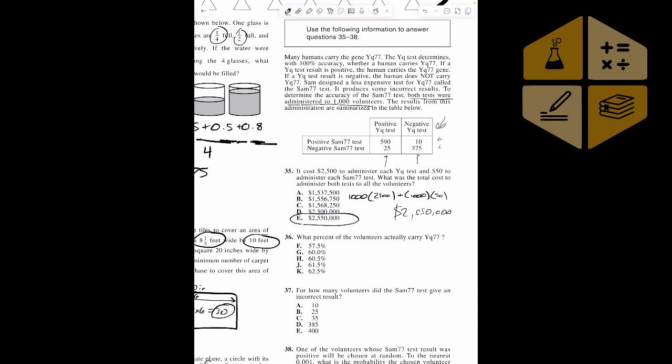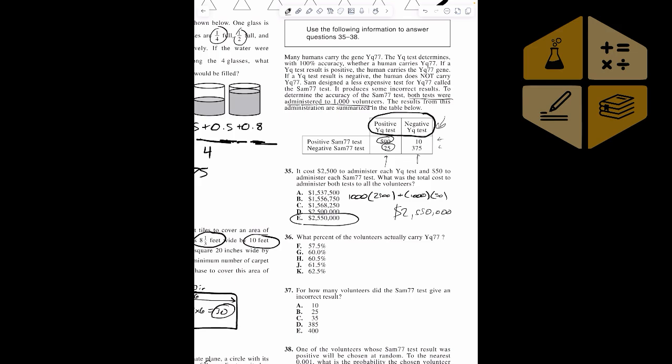36. What percent of volunteers actually carry YQ 77? So to actually figure out the accurate results of how many of them or what percent actually carry YQ 77, we have to look at the YQ tests, right? Because this is the one that is accurate. So the ones who are given a positive YQ test in total are 590 plus 25, because both of these groups got a positive test.